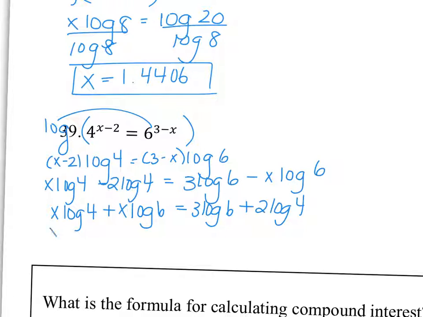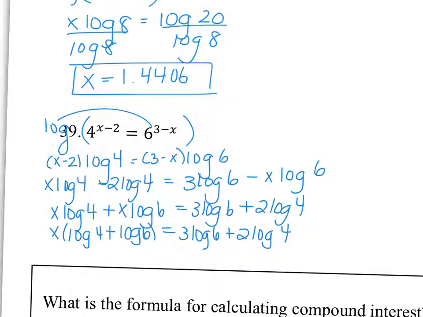So now on the left I'm going to factor out an x. So I'm left with log 4 plus log 6 equals 3 log 6 plus 2 log 4. And now I'm going to get x by itself by dividing by log 4 plus log 6.